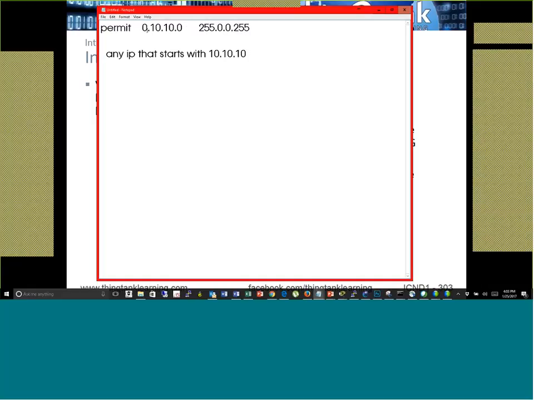So what if I did something like this? 255.0.0.255. That is a perfectly valid matching mask. 0 through 255 in the first octet, 10.10, and 0 through 255 in the last octet. Do you guys agree with that? I don't care about any of the bits in the first octet. I don't care about any of the bits in the last octet, but the middle 2 octets have to be an exact match. Yes? Do you guys agree with that?